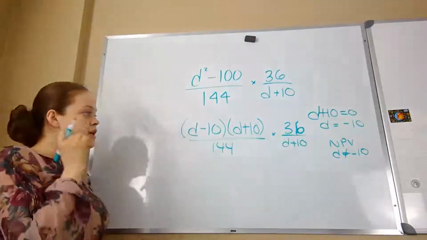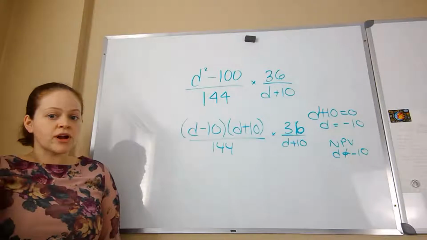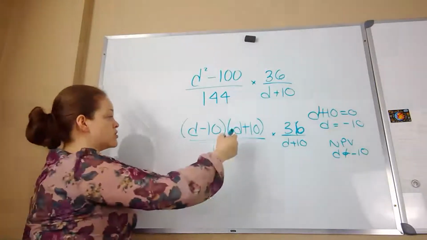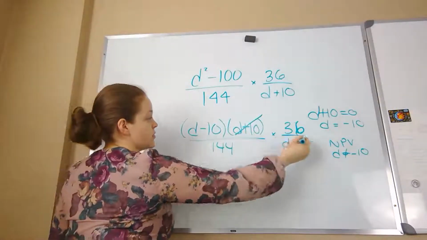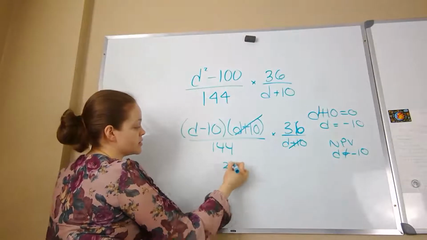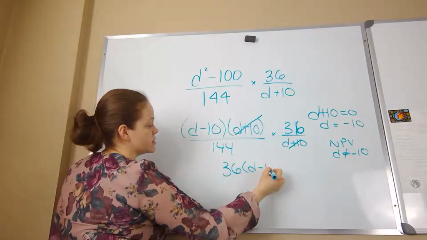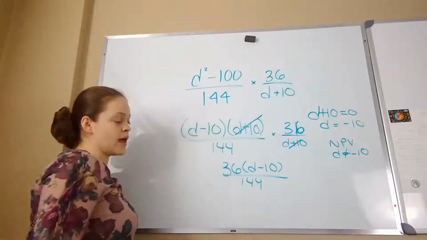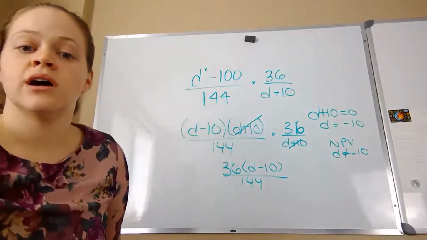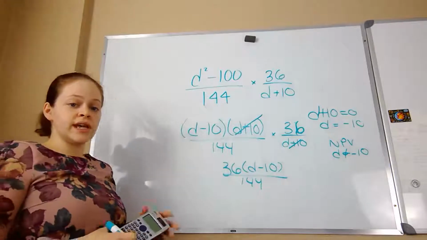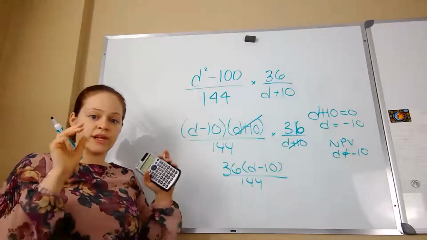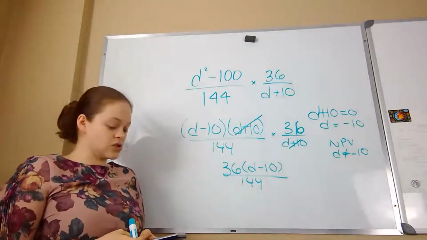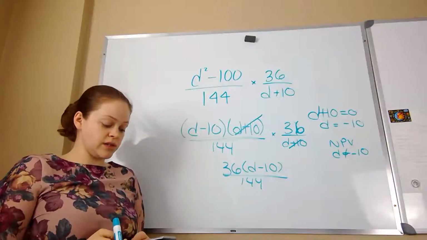Okay, great. And then to multiply, you multiply fractions straight across. So straight across, we can just get rid of factors that we know are common. Then we're left with 36 d minus 10 over 144. And for this one, you don't have any other factors that actually cancel out or divide out.